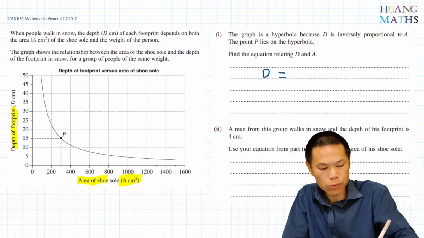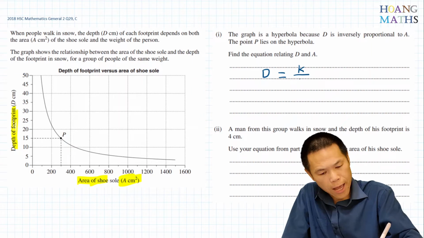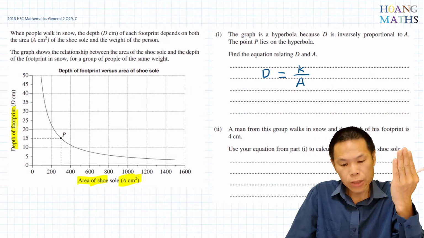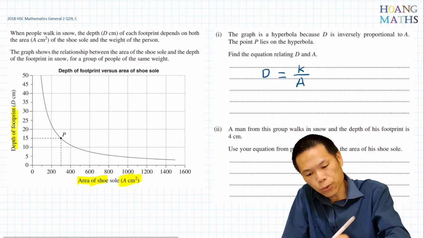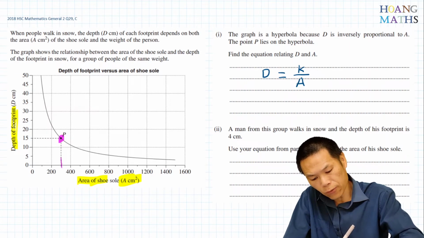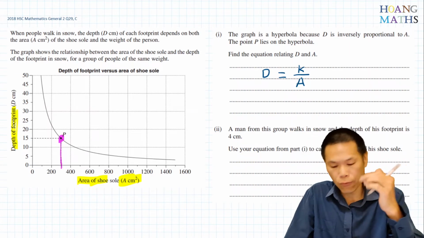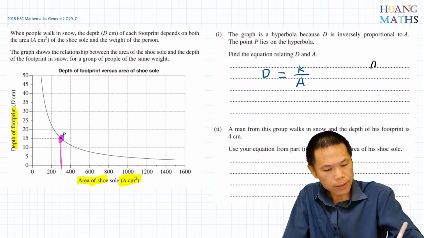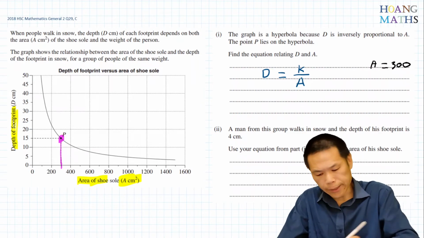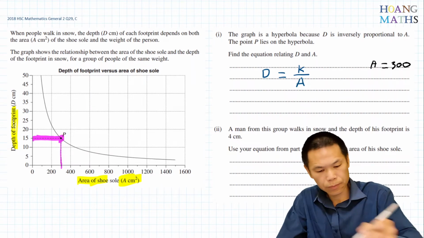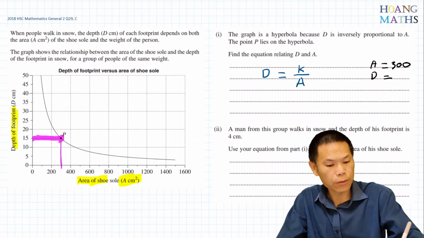The general rule for this is D is equal to K over A, and K is a constant that we need to find out. To find K, we need a point, which is already given here. When A is 300, because halfway between 200 and 400, let me write this down: A is equal to 300, and D is equal to 15.